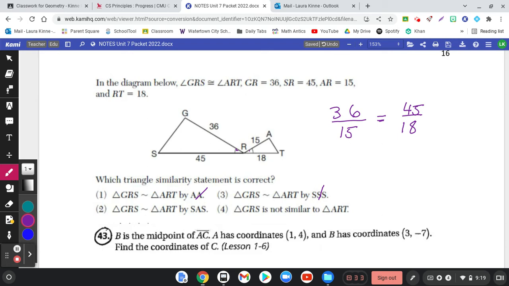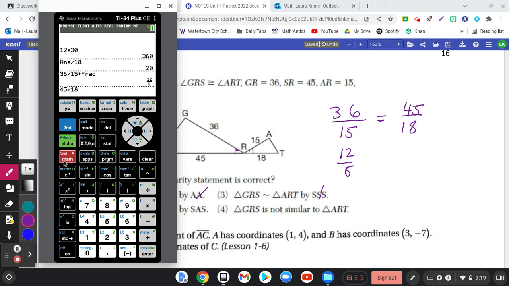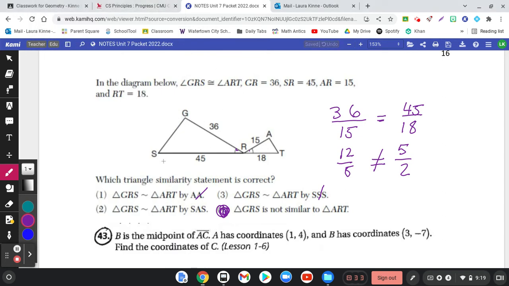You can either cross multiply or simplify, totally up to you. If you did 36 divided by 15, math, enter, we get 12/5. 45 divided by 18, math, enter, 5/2. They are not equal, so the two triangles are not similar. If they were, they'd be similar by side, angle, side. Again, you could have just done the cross products, and if the numbers are the same, it's similar, which again, they're not going to be.